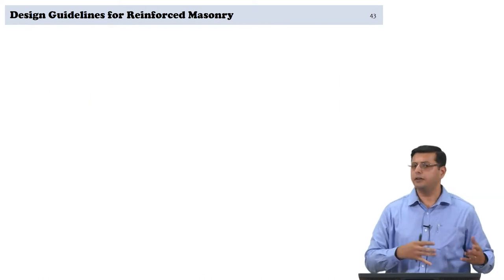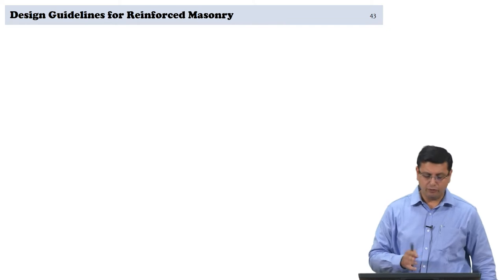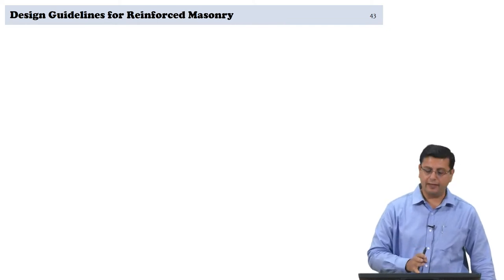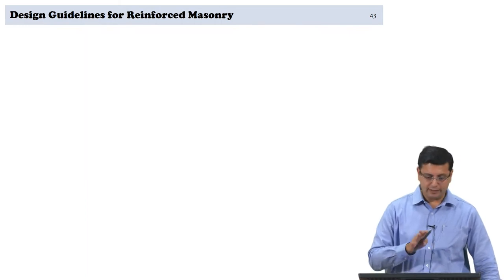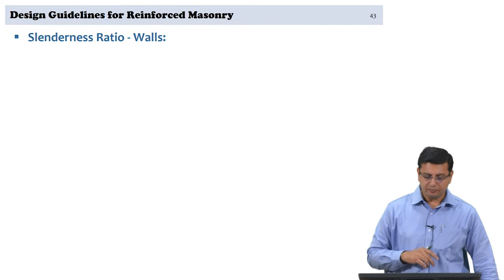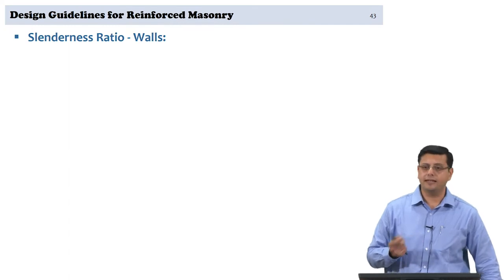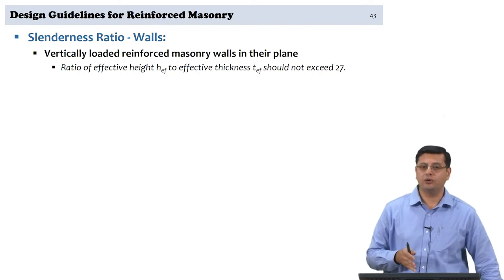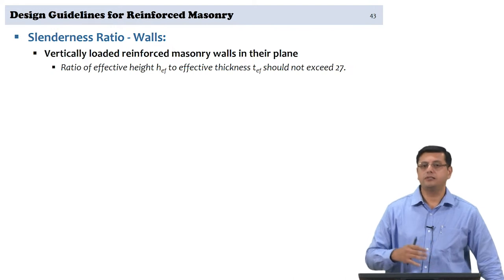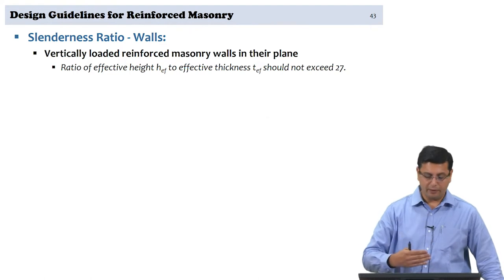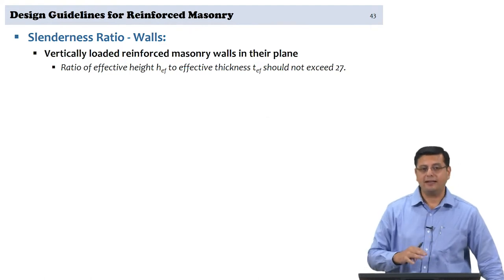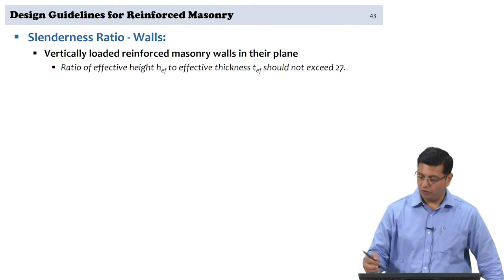So these are typical requirements which you see even in reinforced concrete, but when you are making your effective span calculations, you have to be sure about what type of member you are looking at and what the boundary conditions are. Again, when you are estimating the slenderness ratios with respect to walls, when you are looking at the ratio of effective height to the effective thickness of the wall, for reinforced masonry walls, when they are vertically loaded in their plane, we are talking of a maximum slenderness ratio of 27.